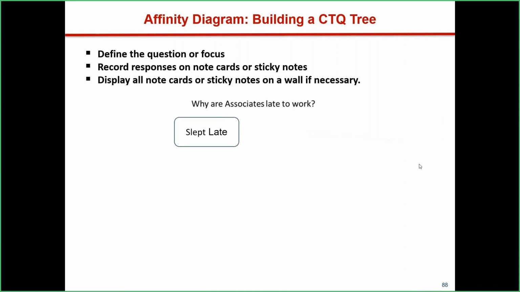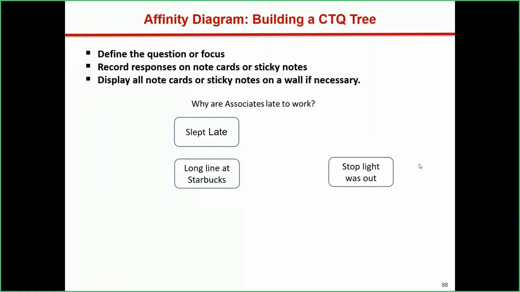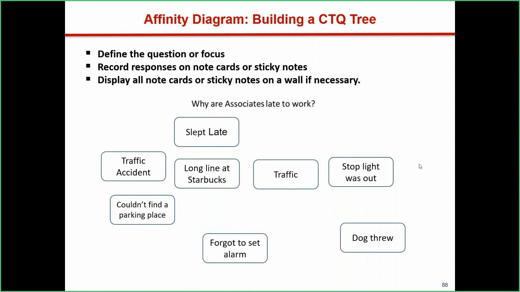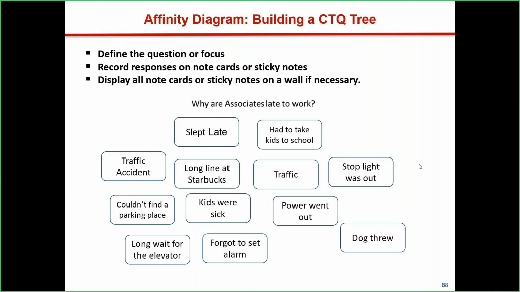So let's see, why are the associates late to work? Someone said he slept late. Stoplight was out. Okay. Long lines at Starbucks. Forgot to set alarm. Couldn't find a parking space. Traffic. Dog threw up. Traffic accident. Kids were sick. Long wait for the elevator. Power went out. Had to take kids to school. Doctor's appointment. And so on and so forth.